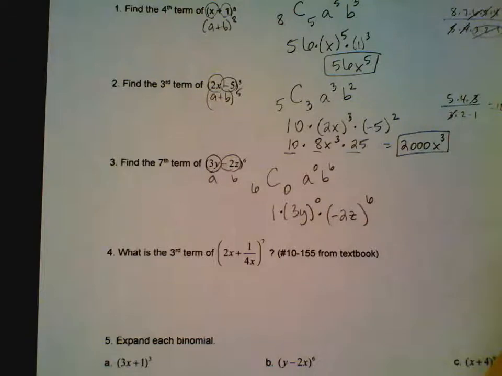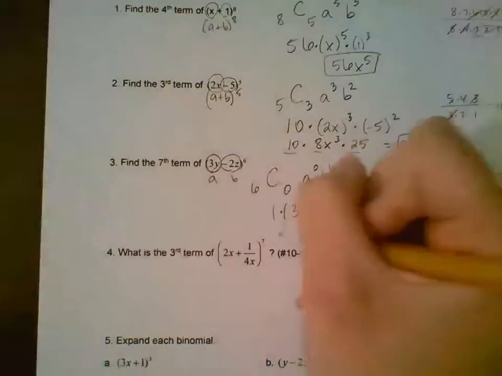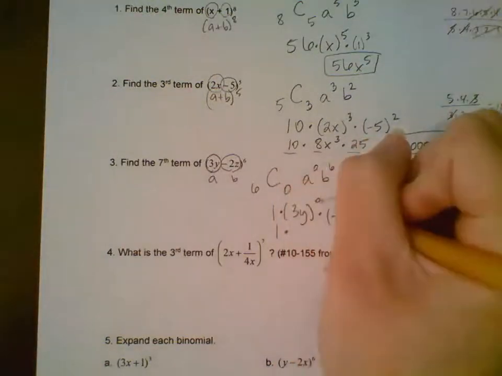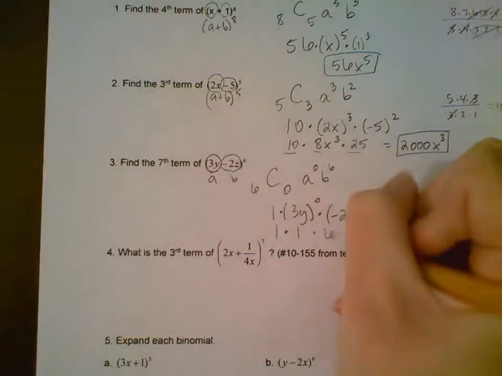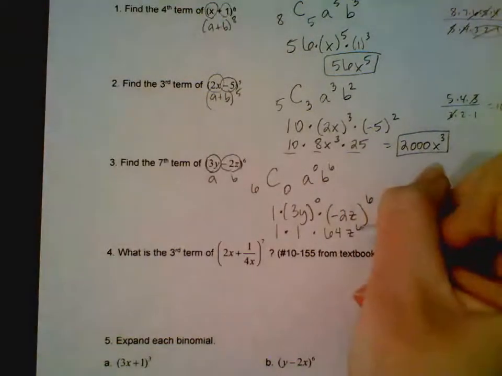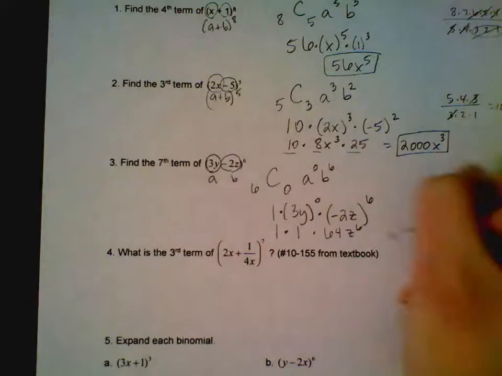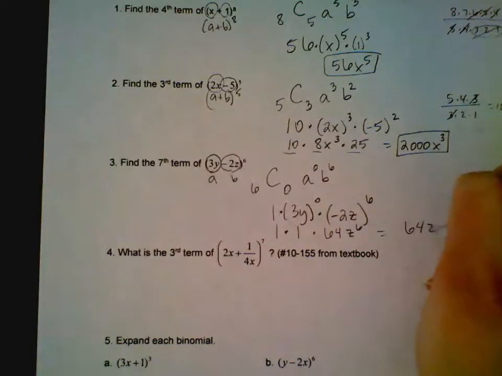So we need to do the exponents, then the multiplication. Anything with a 0 power is a 1, so that's really 1 times 1, times negative 2 to the 6th, which should give us a positive 64. And then we have z to the 6th also, so really 64 z to the 6th.